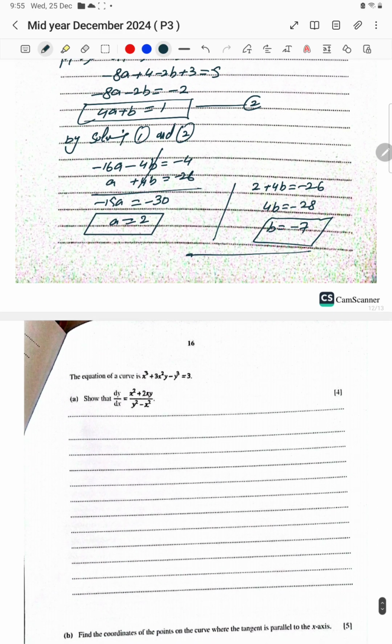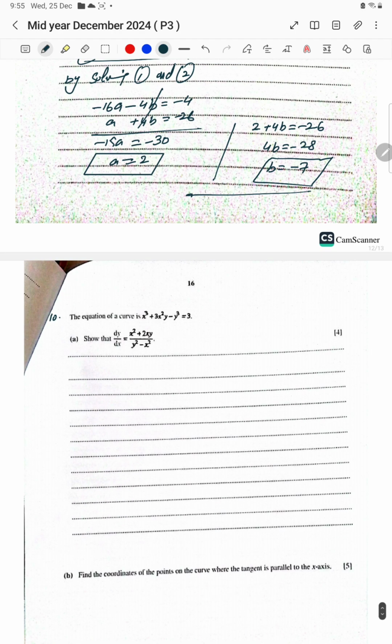And finally, question number 10. The equation of the curve is this. Show that dy by dx is this. Okay, so implicit function. So d by dx of x cube plus d by dx of 3, we can take it common here. I can write 3 outside, x square y, minus d by dx of y cube equal to d by dx of 3. I did the steps. Now apply the rule.